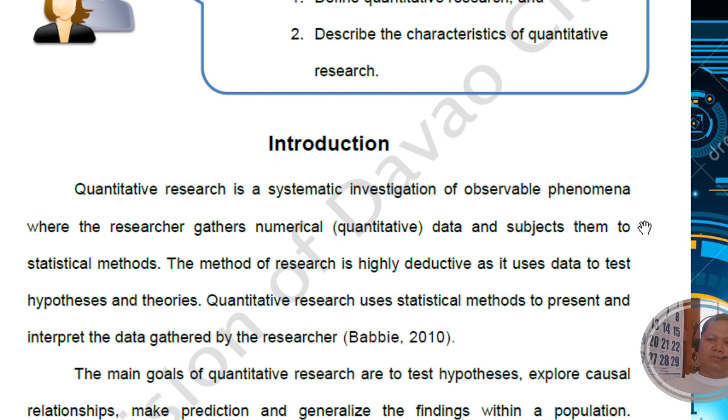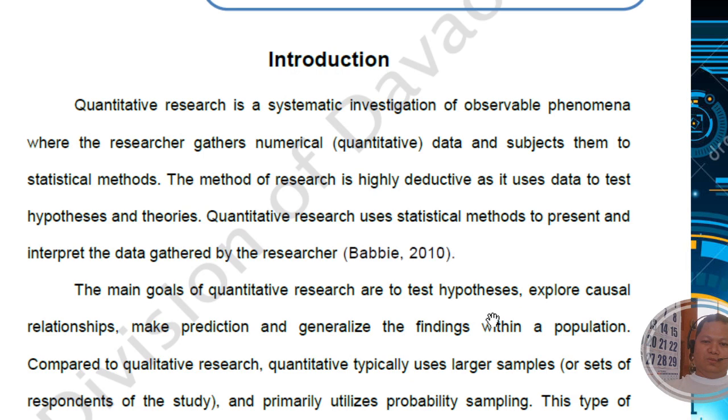Quantitative research uses statistical methods to present and interpret data gathered by the researcher. So unlike in your Practical Research 1, where it's more about the feelings and experiences of your respondents or participants, in quantitative research it is more about numerical data, so we base our judgment on numerical data. The main goals of quantitative research are to test hypotheses, explore causal relationships, make predictions, and generalize the findings to a population. So you will have larger samples to use as a data set.